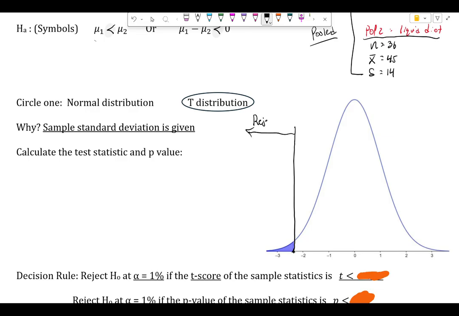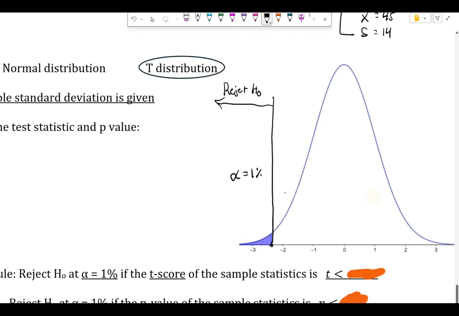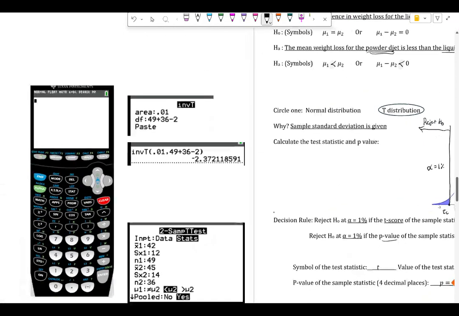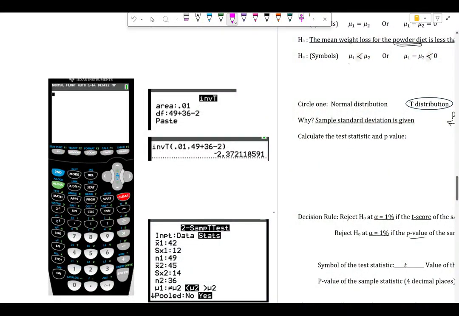Reject the null hypothesis at the alpha equals 1% level. So therefore we will reject the null hypothesis at alpha equals 1% if the p-value of the sample statistic is less than 0.01. And again, we just need to figure out what the t-critical value is. The t-critical value comes from the inverse t function. We've done this in a couple of videos now, so it should be pretty quick.